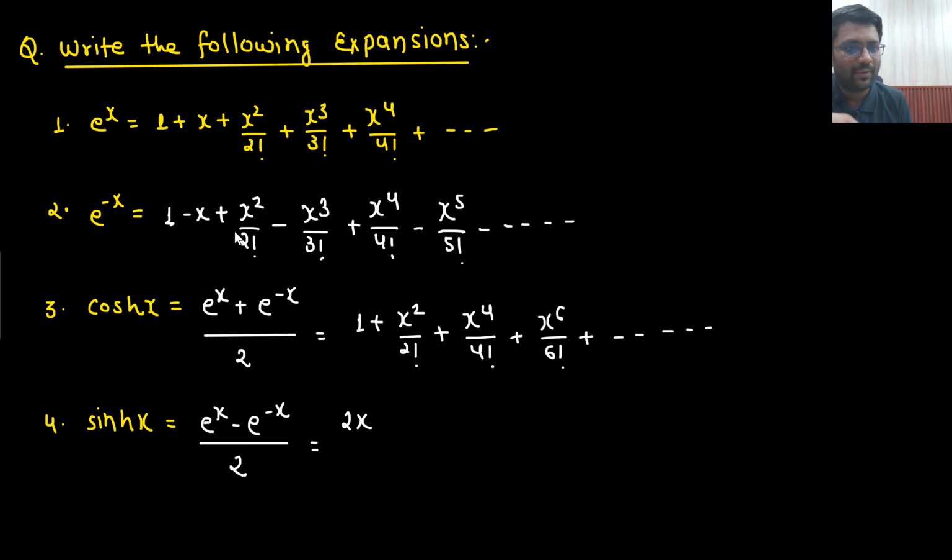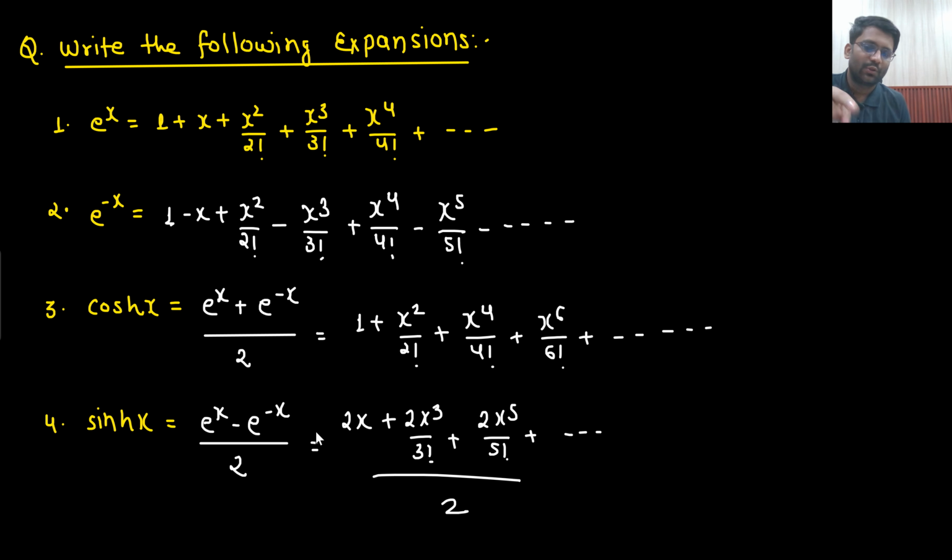So 1 minus 1 will be gone. x plus x: this negative sign will become positive because we are putting minus e to the power minus x. So x plus x will become 2x. This is a positive sign, this is also a positive sign, so positive minus negative will also be gone. And here you will get 2x to the power 3 divided by 3 factorial. Then positive sign, negative sign, this will also be gone. Then 2x to the power 5 divided by 5 factorial, and so on. Then divided by 2. So 2 will come common, 2 and 2 will get cancelled out.